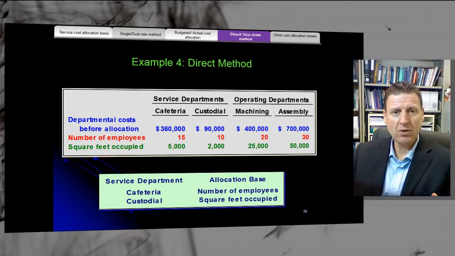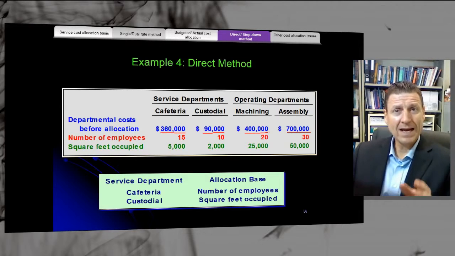You are always told the actual costs that are incurred by these service departments. That comes from the accounting system. You've paid wages, you've paid rent, you've paid electricity, they've got their floor space. So you understand what the service department's costs are. That's very easy to get the information. You're also told what the general costs for the departments of the machining and assembly are before allocation.